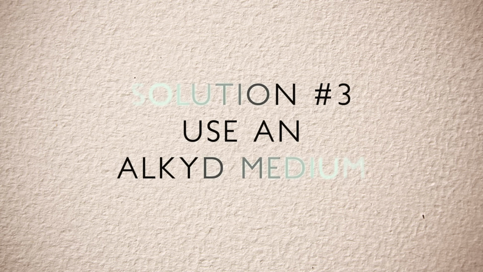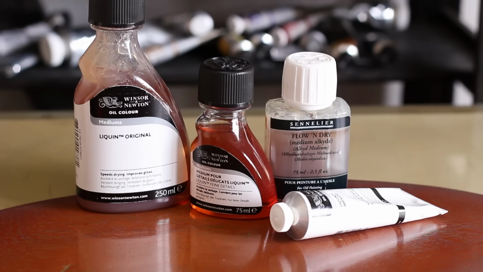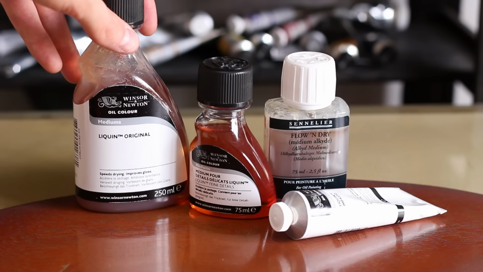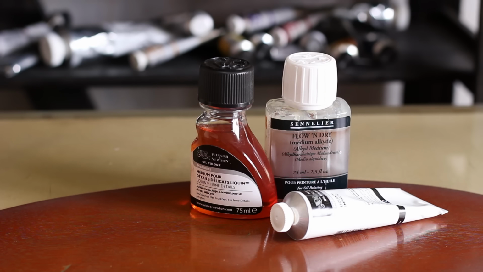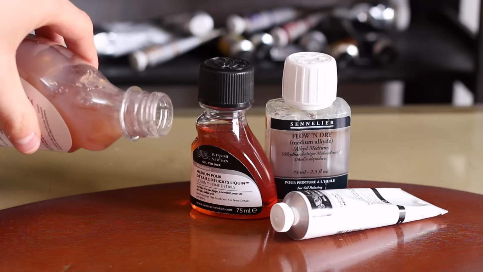Third solution, use an alkyd. It comes ready to use, and it's a lot different than the preparations we've seen before. It's made out of a synthetic resin modified with oil. It has a lot of nice features. It dries very fast, it doesn't turn yellow, and it brings a nice gloss.